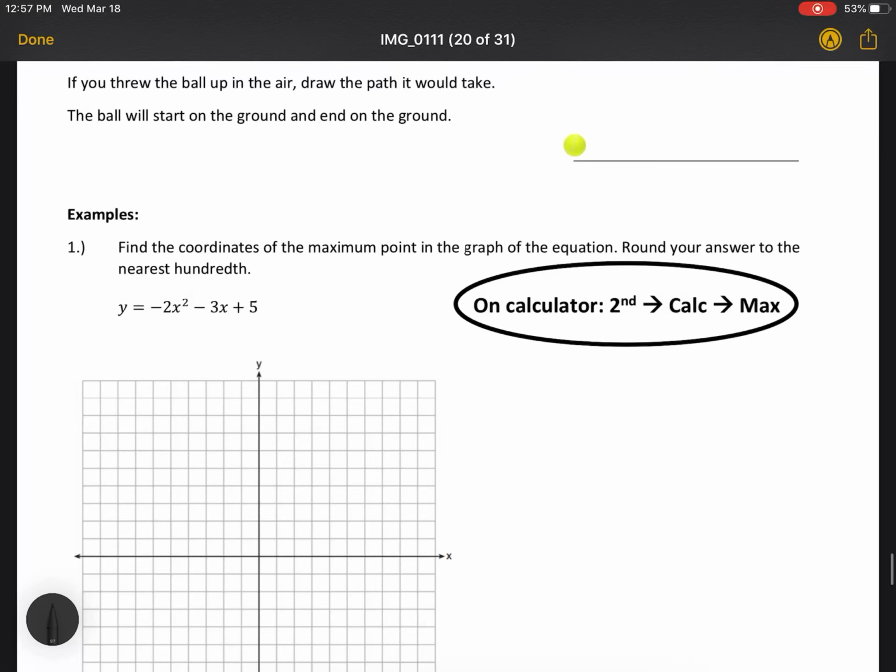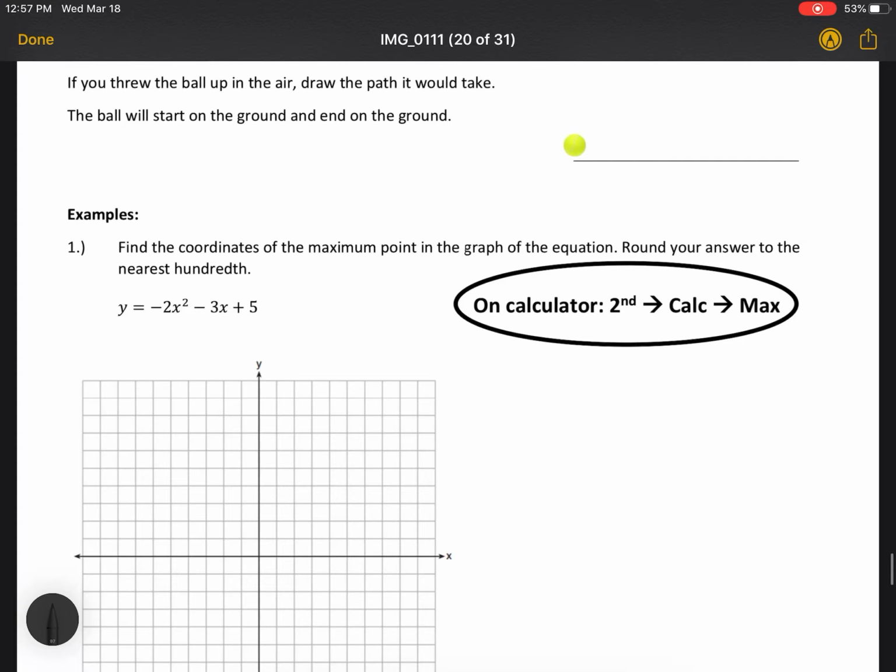Alright guys, this is the last set of notes for this unit on quadratics. Hopefully you've been bearing with me through all these videos that I've had to make for you. Last section is on maximum height.